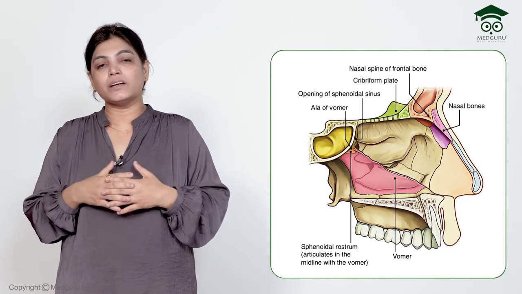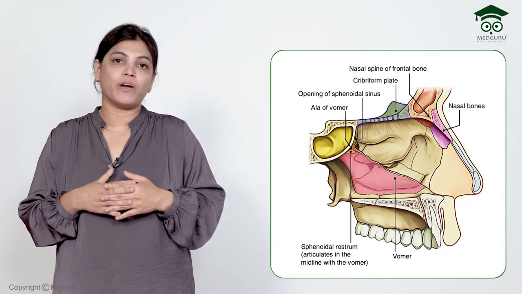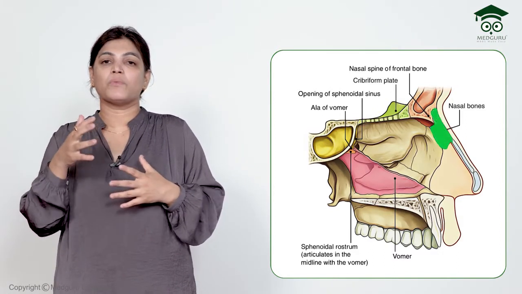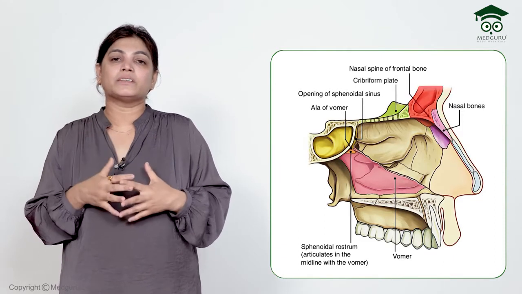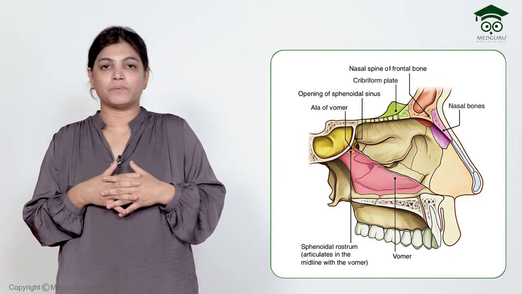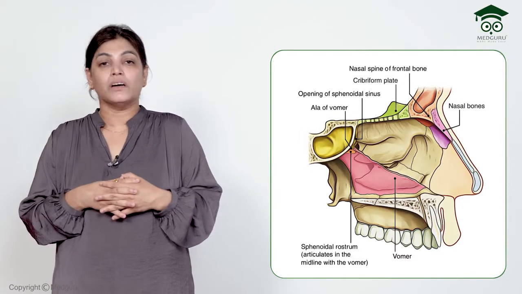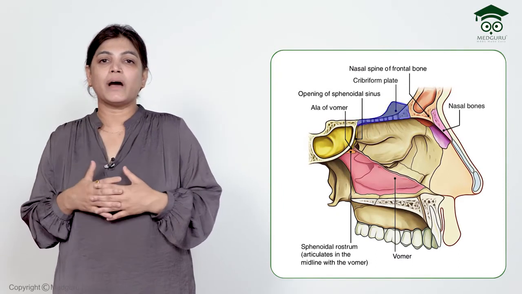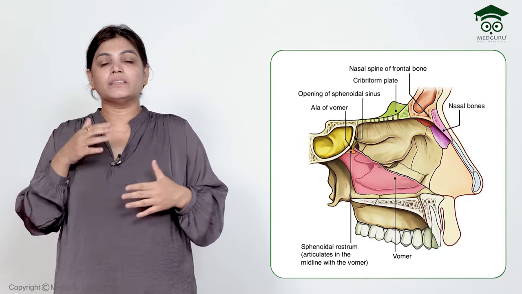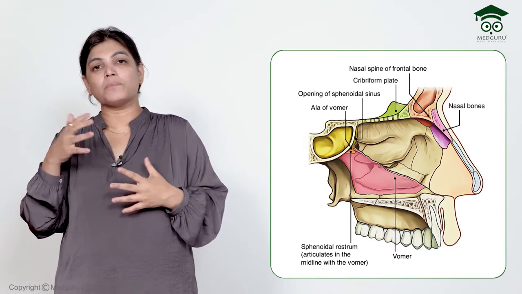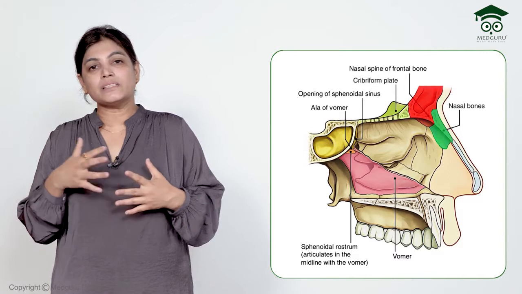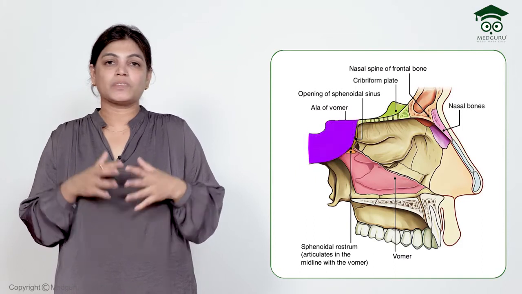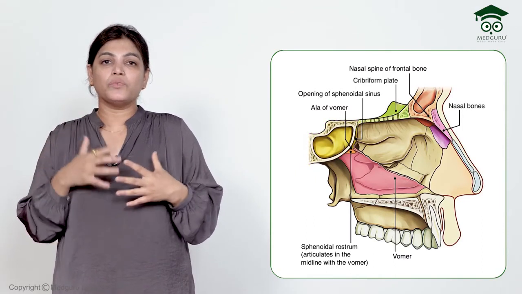In the central part, it is formed by the cribriform plate of ethmoid bone. In the anterior sloping part, it is formed by the nasal bone and the frontal bone. In the posterior part, it is formed by the basi-sphenoid and the basi-occiput. So these are the bones which are forming the roof of nasal cavity. Once more, in the central part, it is formed by the cribriform plate of ethmoid bone. In the anterior sloping part, it is formed by the frontal bone and the nasal bone. In the posterior sloping part, it is formed by basi-sphenoid and basi-occiput.